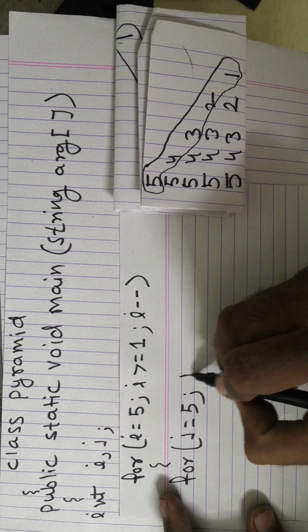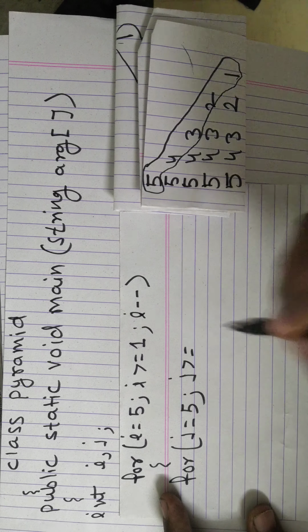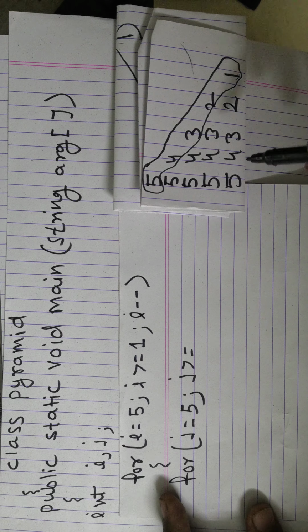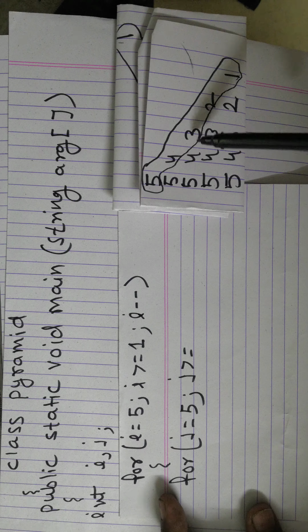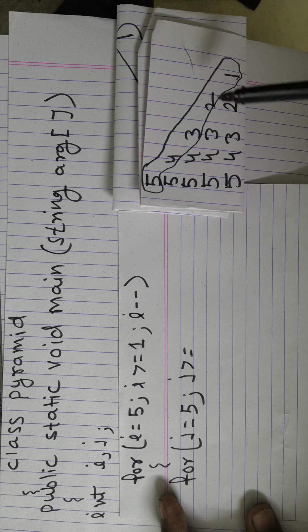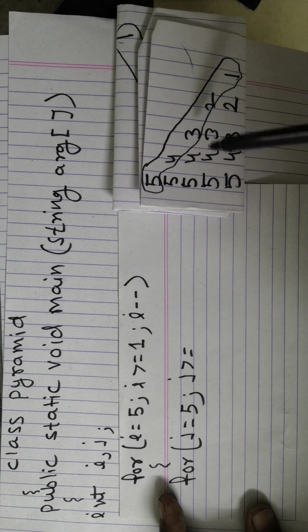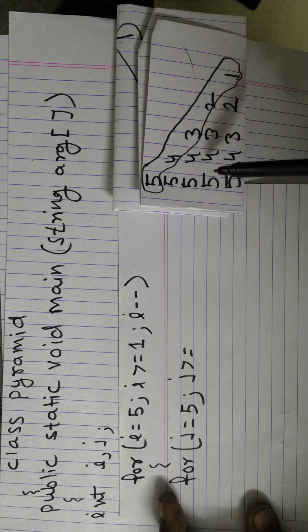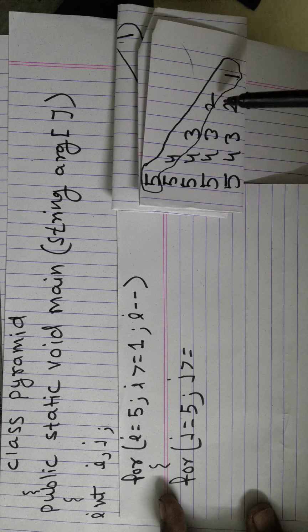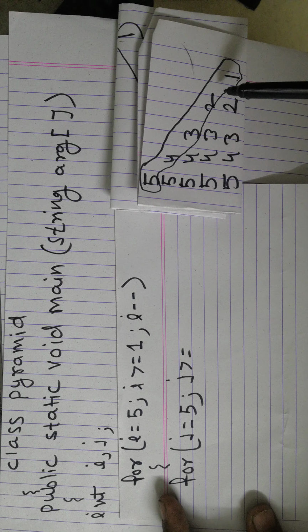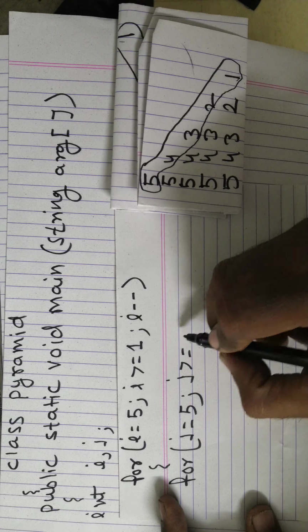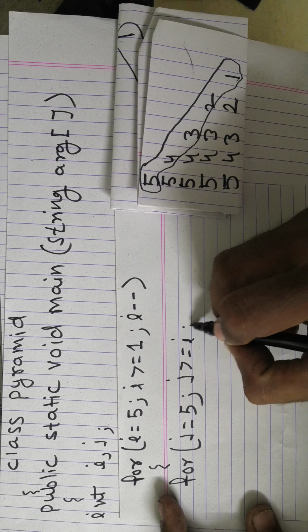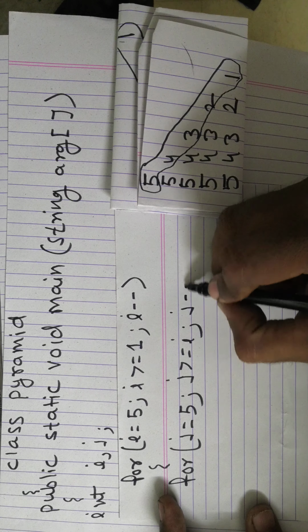Okay, J is greater than equal to, see, every column is greater than the row number. See, 5 is greater than 4. In the third row, 5 is greater than 3, 4 is greater than 3, and 3 is not greater than but equal to. That's why I put an equal to sign. Likewise, second row, 5 is greater than 2, 4 is greater, 3 is greater, and 2 is also not greater than but equal to. So J is greater than equal to I, and J minus minus.